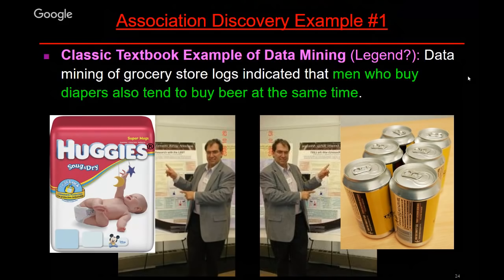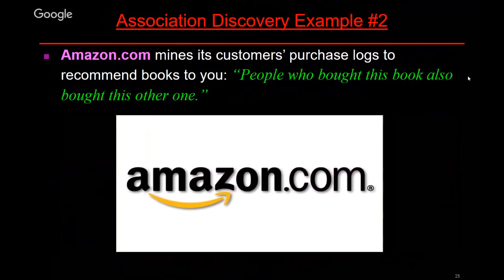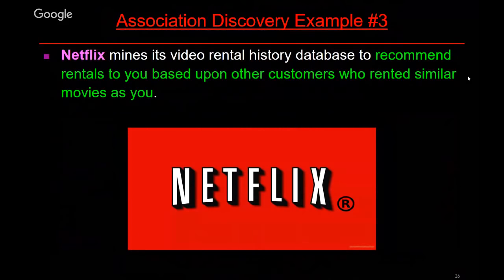So in a sense, that's the early example of a recommender engine, knowing that a purchase of one item leads to the purchase of a different item. And so we know that Amazon has exploited this, Netflix has exploited this.